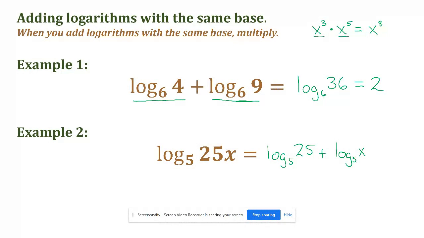The reason we might do something like this is because my first term now is something I can simplify. I have log base 5 of 25, and I know 5 to the second power is 25. So that simplifies to a 2. The second part of this, I can't really do anything with, so we're just going to leave it like that. So 2 plus log base 5 of x.